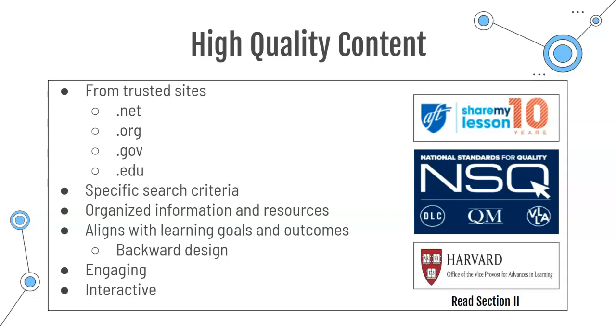So we'll start with high quality. And high quality content, one way you can tell is if it's from a trusted site. So websites like .net, .org, .gov, and .edu are usually sites you can trust because they are not for profit, which means no one is making money by people clicking on this website. However, if it's .com, that stands for commercial, which means that someone is probably getting paid and making money for that website and the number of clicks and ads they get on it. So you want to be really careful about that.